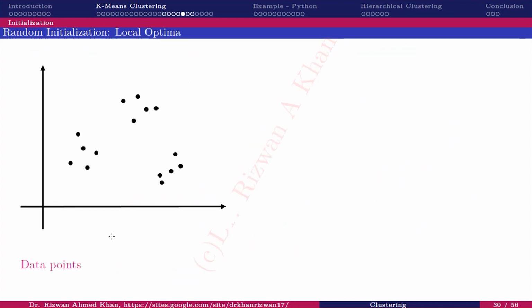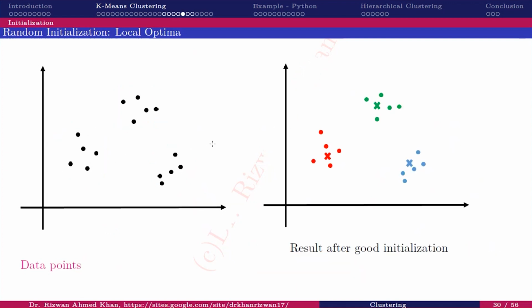Just another visualization for intuition. Let's say this is a contrived example. Let's say this is the data set which is given to us machine learning engineers, and we can visually see that there are exactly three clusters in this data set. But I will show what the impact of random initialization on this data set is. If we get good initialization, we will find the global optimum solution, which is like this. There are no surprises over here.